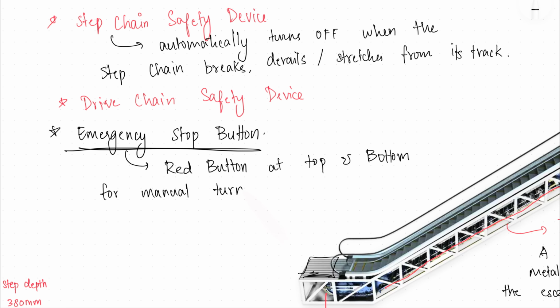Then on all the steps of the escalator, there should be a yellow demarcation so that the passengers or the people don't step very close to the edges of the steps. Okay, so yellow demarcation on the steps.